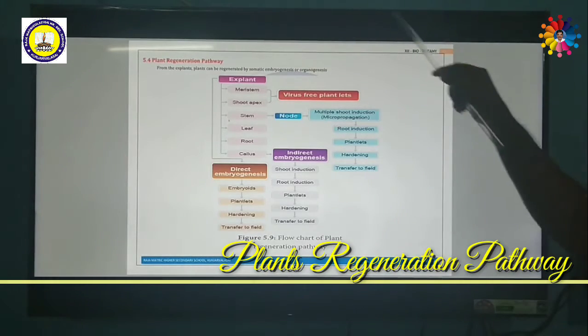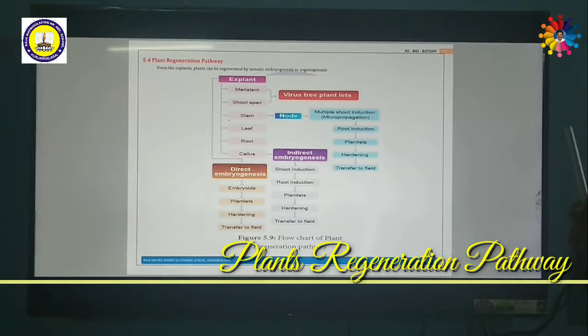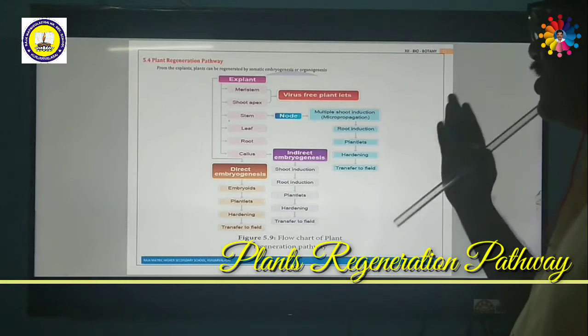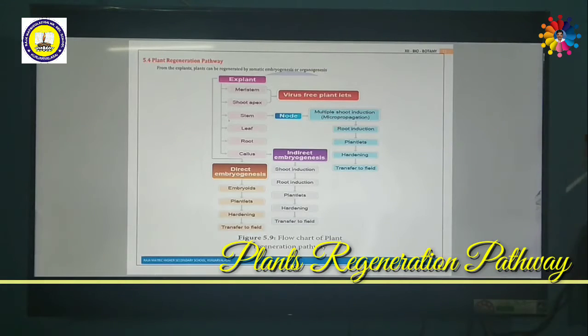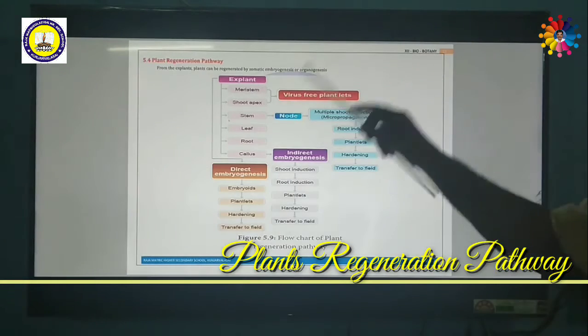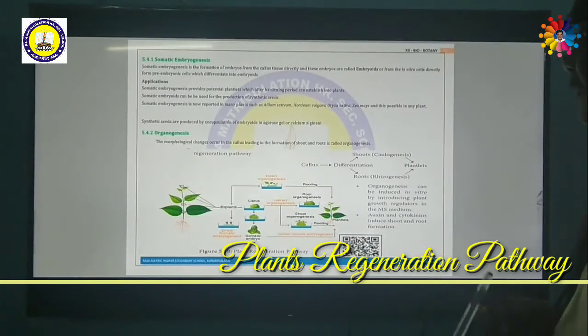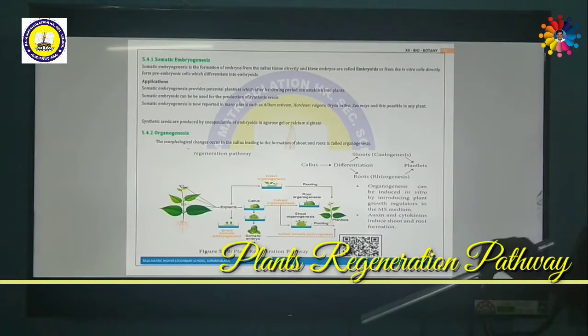So this is a flow chart which gives an idea about direct embryogenesis as well as indirect embryogenesis, and how a virus-free plant can be produced. Similarly, multiple shoot formation can also be done. So this is the flow chart method. A diagrammatic method is also available here, which we can also see.